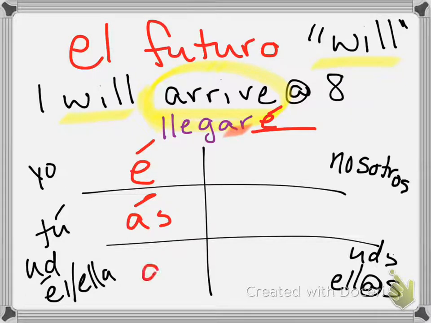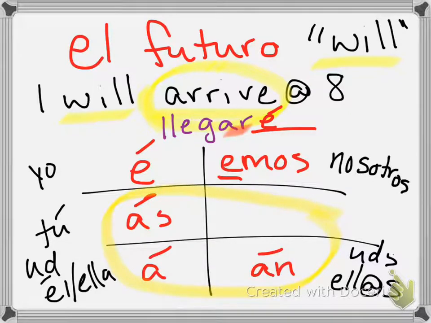Usted, él o ella, á. Llegará. Nosotros, emos. Now, this is the only one that doesn't have a tilde. Llegaremos. It doesn't need it because it naturally has emphasis on this E. Llegaremos. And ustedes, ellos, o ellas, llegarán. Okay? So you might notice a few things that these words have in common, right? So if I look at these, down here, they're all starting with an A, whereas up here, they're starting with an E. Think I, first person, A, and nosotros is first person plural. So they're a little bit different. And then down here we have the n.